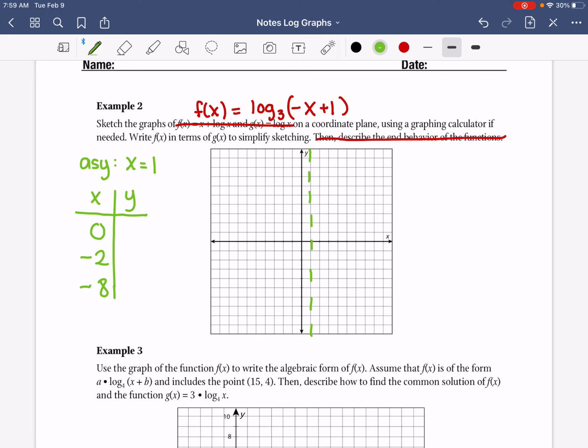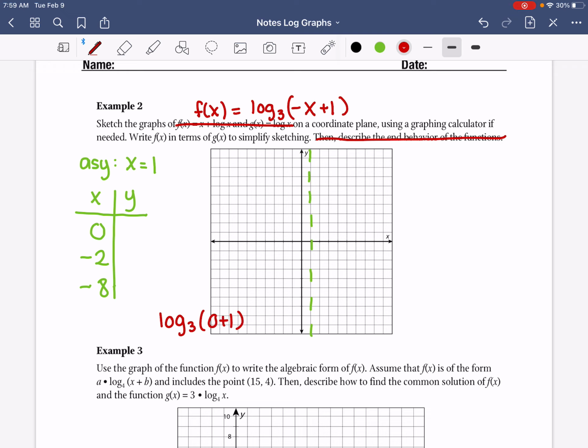I'm trying to pick numbers that are good ones. You can pick any numbers that you want. You just might have to use your calculator if you don't pick ones that are perfect numbers with the base 3. All right, so I have log base 3 of plugging in 0 plus 1.